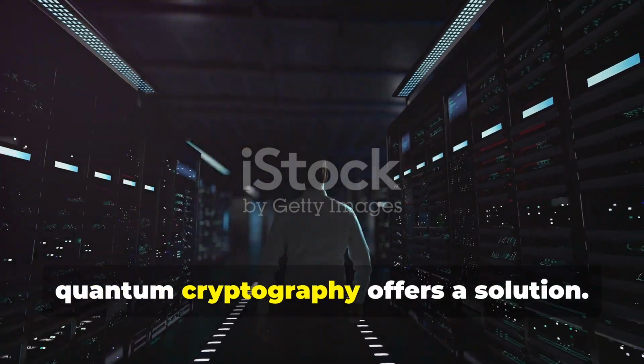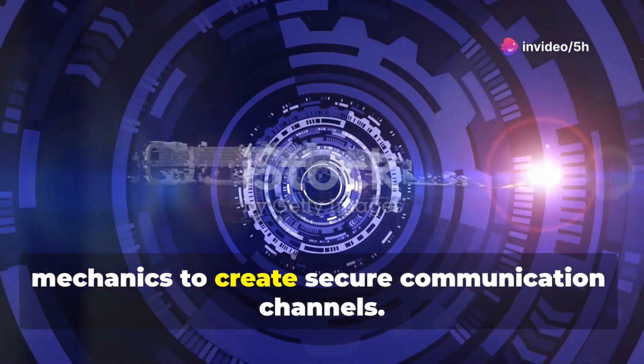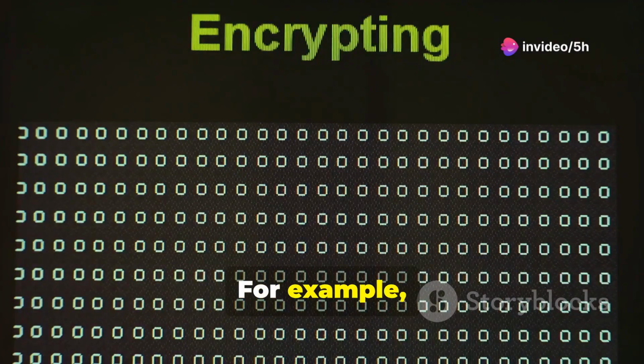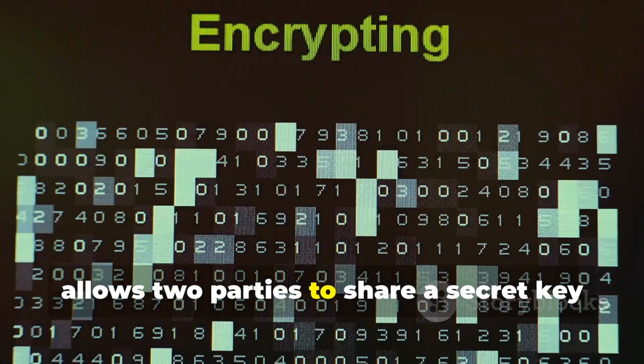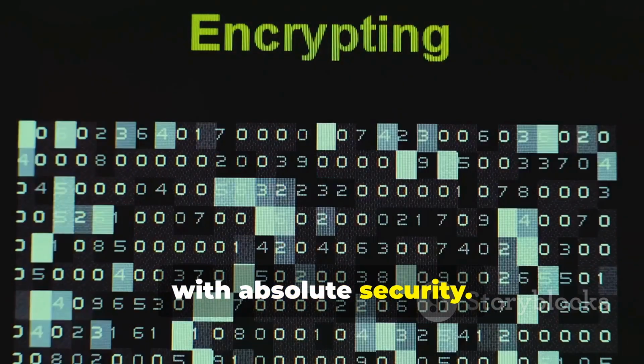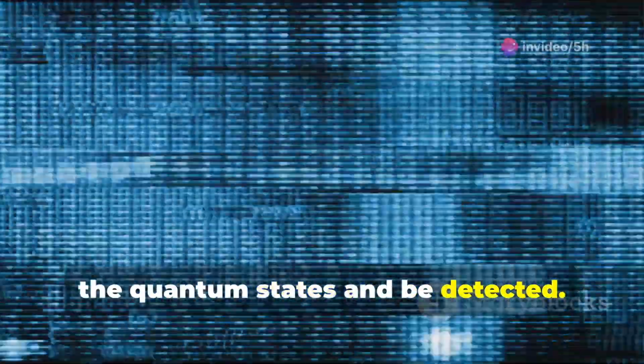However, quantum cryptography offers a solution. It uses the principles of quantum mechanics to create secure communication channels. For example, quantum key distribution, or QKD, allows two parties to share a secret key with absolute security. Any attempt to eavesdrop would disturb the quantum states and be detected.